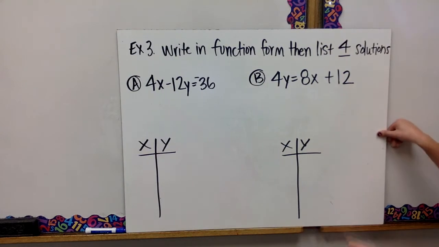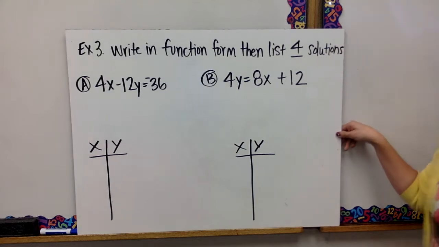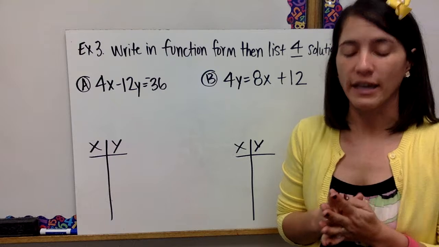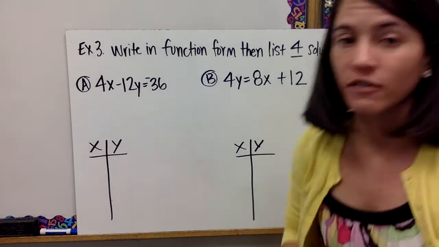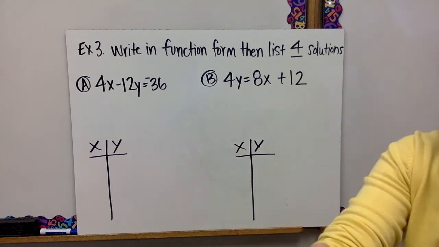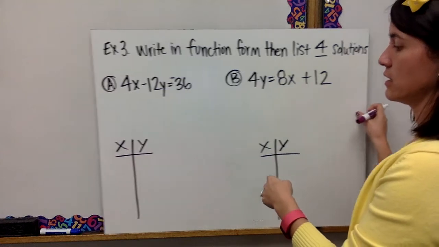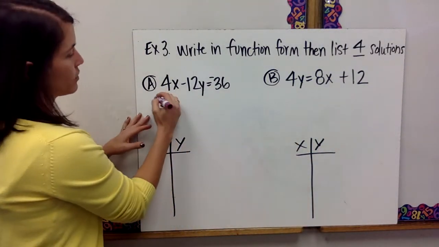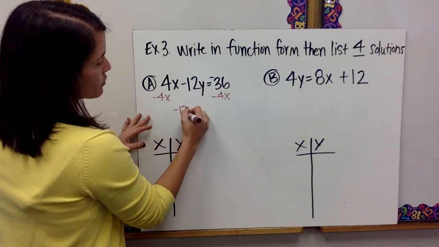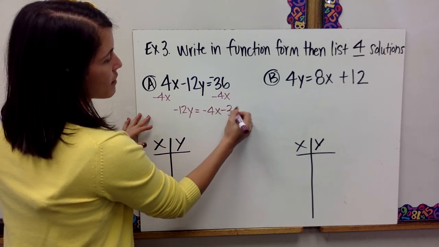All right, example 3. Write in function form, then list 4 solutions. So we're going to write these equations in function notation and function form, then we're going to find some solutions. So the way we do this, just like we did before, we're going to subtract 4x, and I'm left with negative 12y equals negative 4x minus 36.